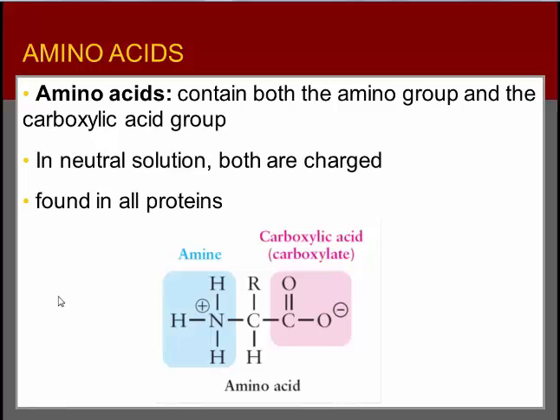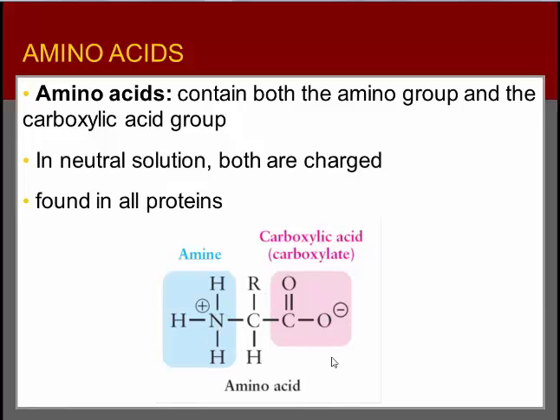Amino acids are molecules that contain both the amino group and the carboxylic acid group. Here's an example of an amino acid. It has an amine group that is protonated. Remember that the lone pair on N can pick up a proton, H+, and form 4 bonds to N, making a positive charge. This is an ammonium ion here.